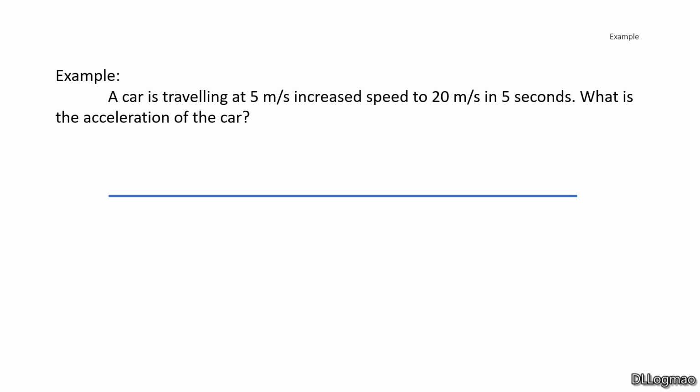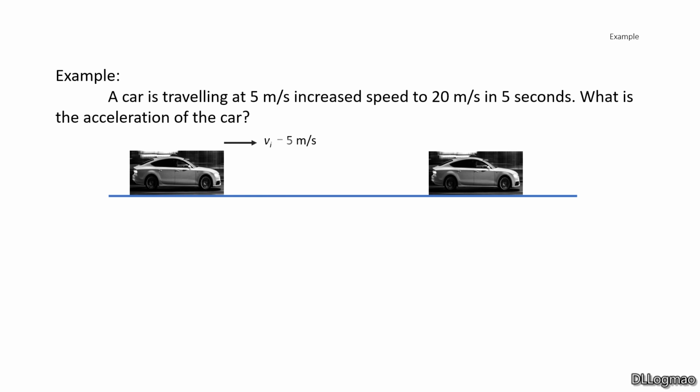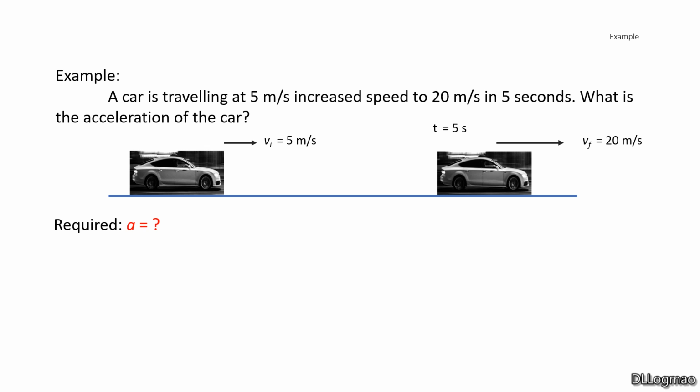Let's have an example. A car traveling at 5 meters per second increased the speed to 20 meters per second in 5 seconds. What is the acceleration of the car? The given from the problem are initial velocity of 5 meters per second, the final velocity of 20 meters per second, and the time to change the velocity, 5 seconds. The required is the acceleration.